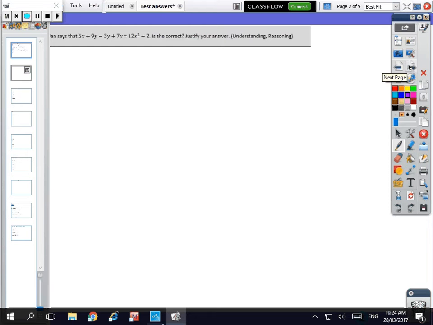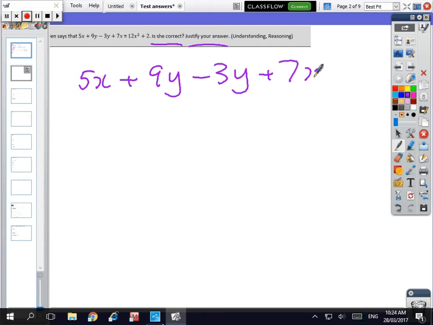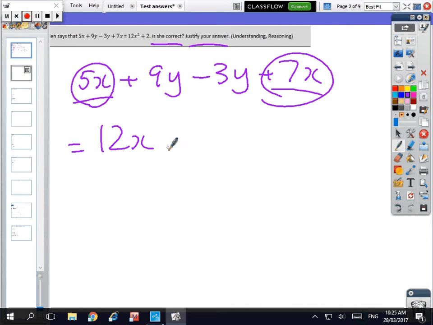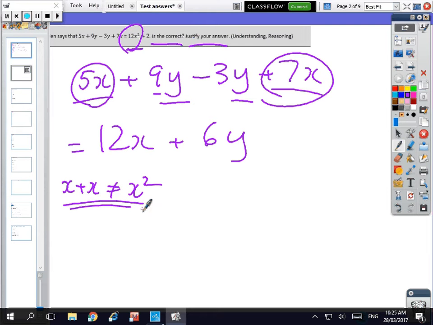Okay, next one is a problem about, is this person correct? Okay, so we've got 5x plus 9y minus 3y plus 7x. So we've got x's, so 5 plus 7 is 12x, and then we've got y's in the answer. So 9 minus 3 is 6y. And then look at what we've got. The person said there's 12x squared. So what the person up here has done, x plus x does not equal x squared. Okay, so you need to make a statement about that.